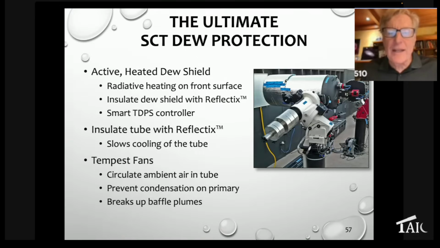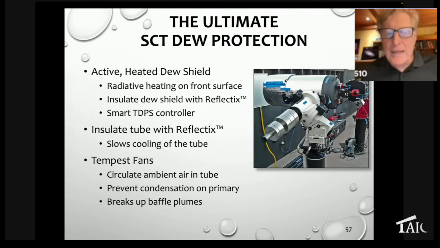And then I insulated the tube with Reflectix to slow radiative heat loss to the sky so that the tube itself wouldn't get super cold. And then I used Tempest fans to circulate ambient air in the tube, to use convective heat exchange to try to better hold the inside components at the air temperature. That also prevents condensation on the primary, and it breaks up baffle plumes.